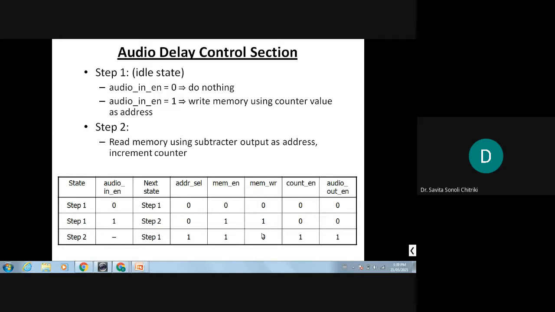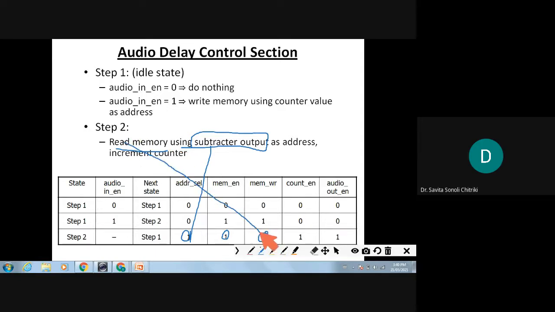So now in step 2, I want to read the memory using the subtractor output. Because of the subtractor output, address select has gone high. Memory enable also has to be high. Memory read/write has gone 0 because I want to read from the memory. Then count enable has to be 1 and audio out enable has to be 1, because through audio out enable the data out is there. Whatever data is in the memory goes to the output side.